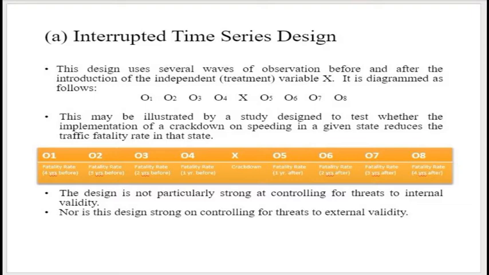However, the results may be difficult to interpret, especially if no statistically significant differences are found. Researchers must often collect qualitative data to supplement and interpret the quantitative measurement. The design is not particularly strong at controlling the threats to internal validity, nor is it strong on controlling for threats to external validity.